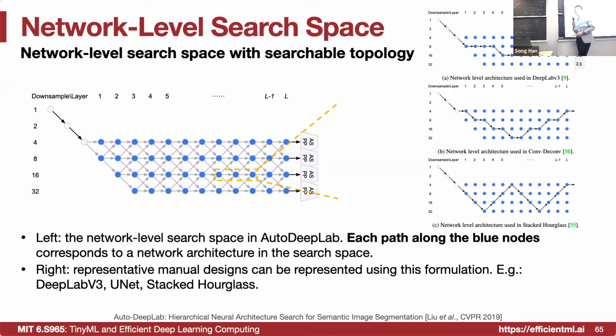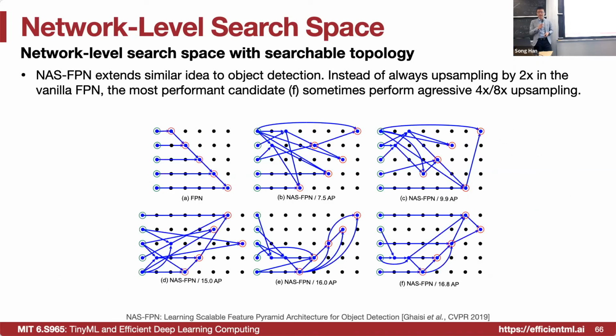So in general, we can express the design space in this graph. Every path in this graph indicates a downsample and upsample strategy. Using this general representation, they can perform such network-level search with such a searchable topology. So in this method, people found this NAS-FPN.